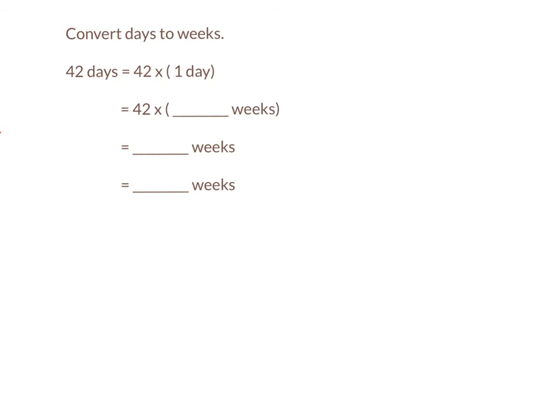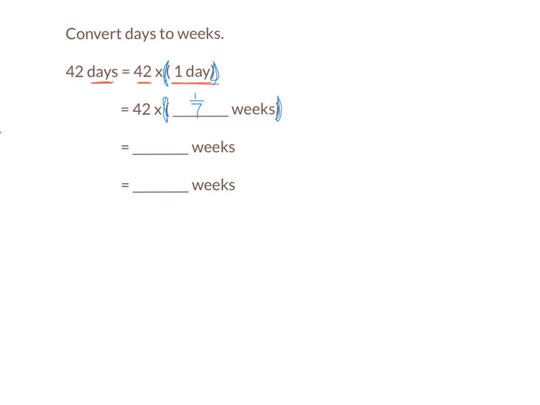Just like yesterday, we're going to follow the same steps. We know that 42 days is the same thing as 42 copies of 1 day. Yes? Yeah. Okay. Now our next step. That's 42 copies of, in the parentheses, we want them to be equivalent. Okay, so I have 1 day here. So 1 day is how many weeks? 1/7 of a week. Do you see how the things inside the parentheses are equivalent or the same?